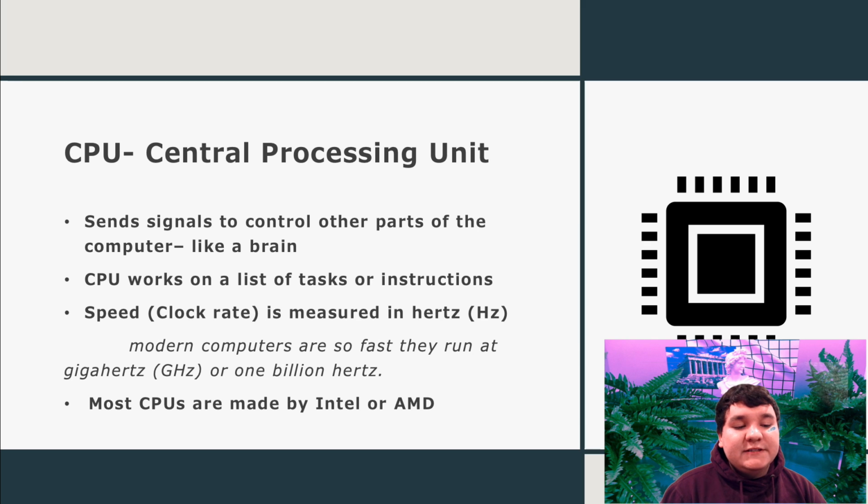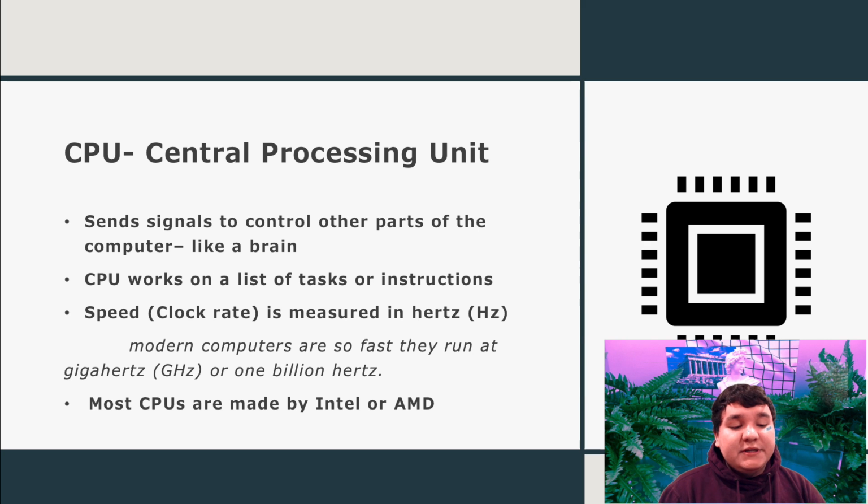CPUs work on a list of tasks or instructions, meaning they send millions and millions of commands all around the computer to do basic functions, like move the cursor or open an application. CPUs are measured by gigahertz, meaning how many commands or cycles a computer can do per second. Modern CPUs have gotten so fast that they are measured in gigahertz, or 1 billion hertz.